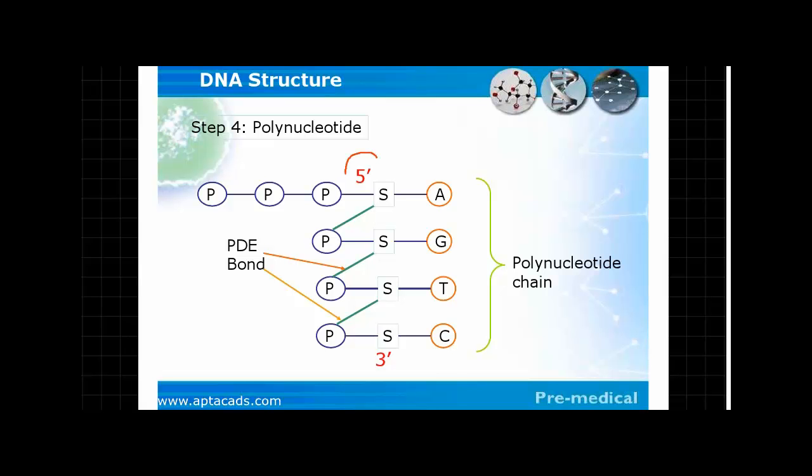One is 5', second is 3'. These 5' and 3' ends are recognized on the basis of the free hydroxyl group at the carbon. So this is the 5th carbon, that's why it is called a 5' end, and this is the 3rd carbon, so that's why it is called a 3' end.